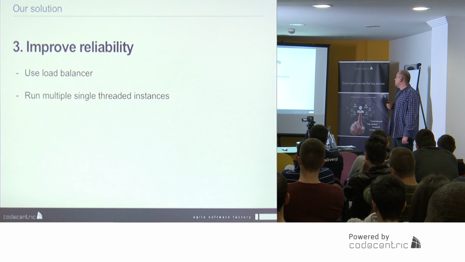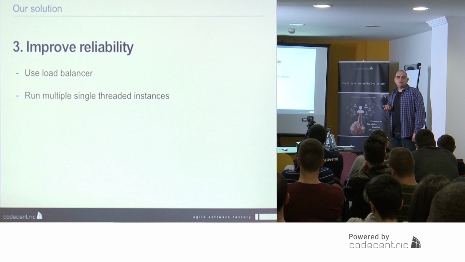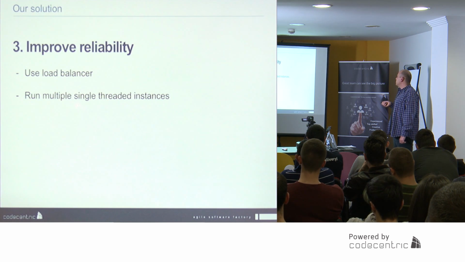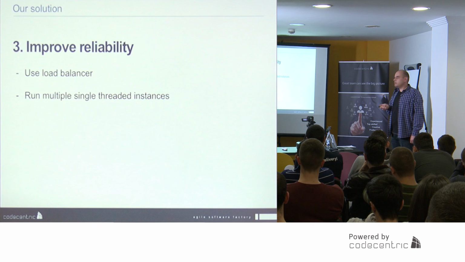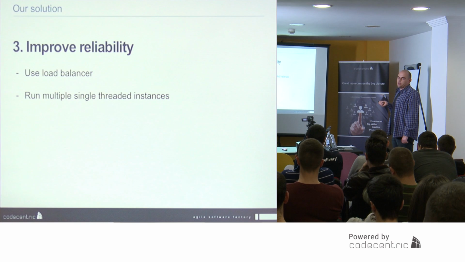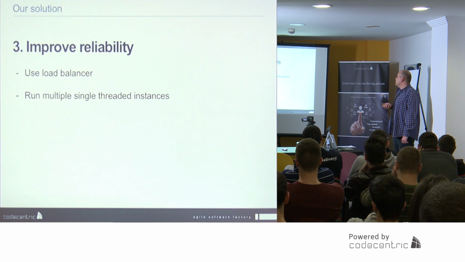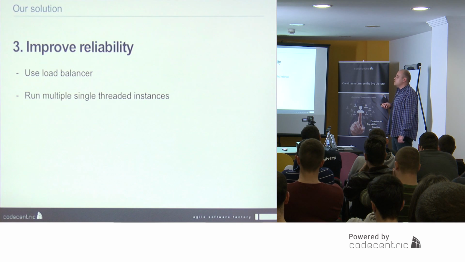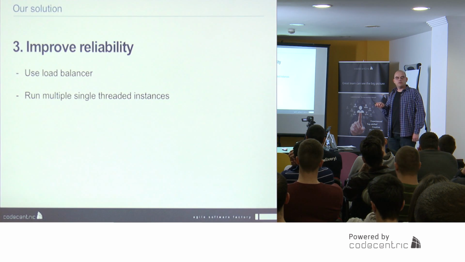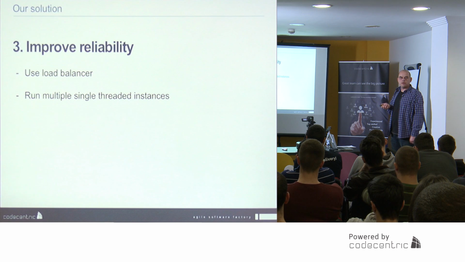And how do we improve reliability? We use a load balancer. We always use a load balancer. And we also run multiple single-threaded instances. I've explained why we should use single-threaded instances, and when you use a load balancer, it actually does not make sense unless you run multiple single-threaded instances. However, you must pay attention when choosing your load balancer that it must be capable of seeing whether your service or instance or process is dead or not responding, so it will skip it for a certain period of time.